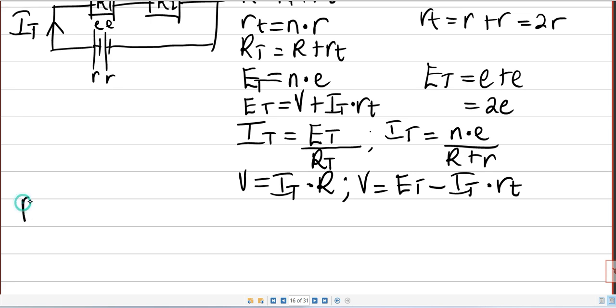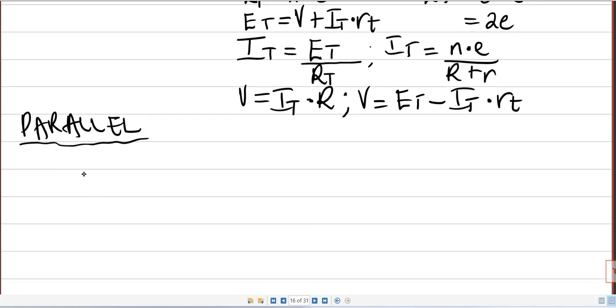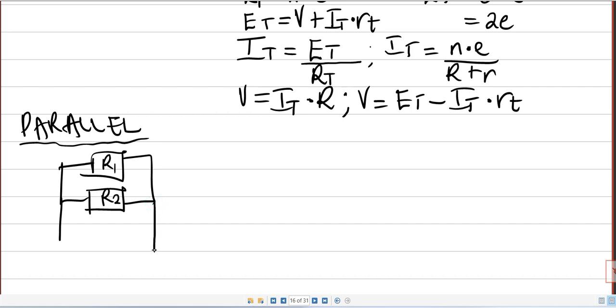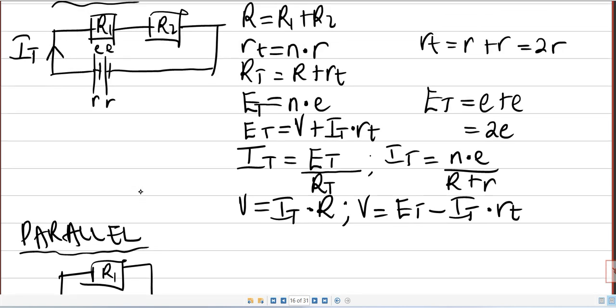So for parallel, in a parallel circuit, in this case I have two resistors and they're connected in parallel. Typically in parallel, we will tell you that current divides. Maybe before I go into parallel, let's go back to series.